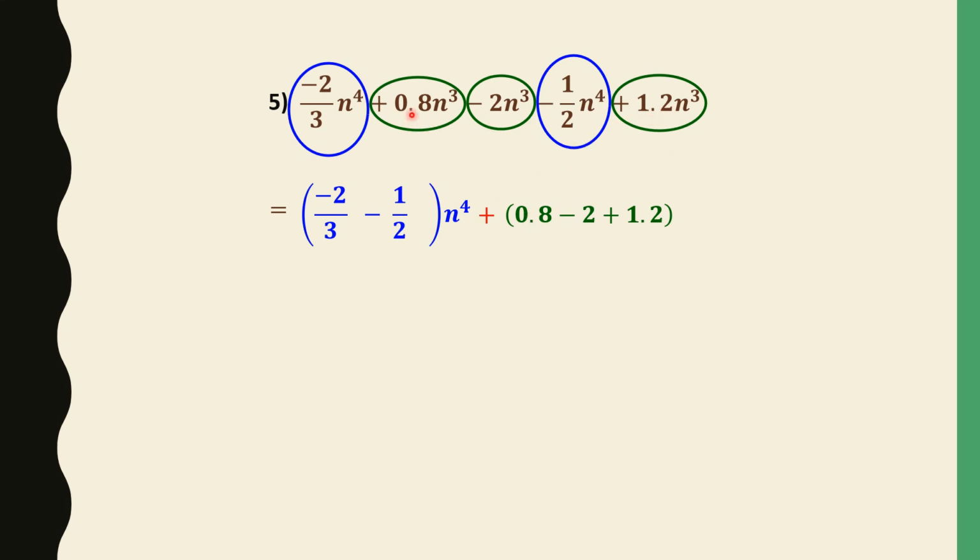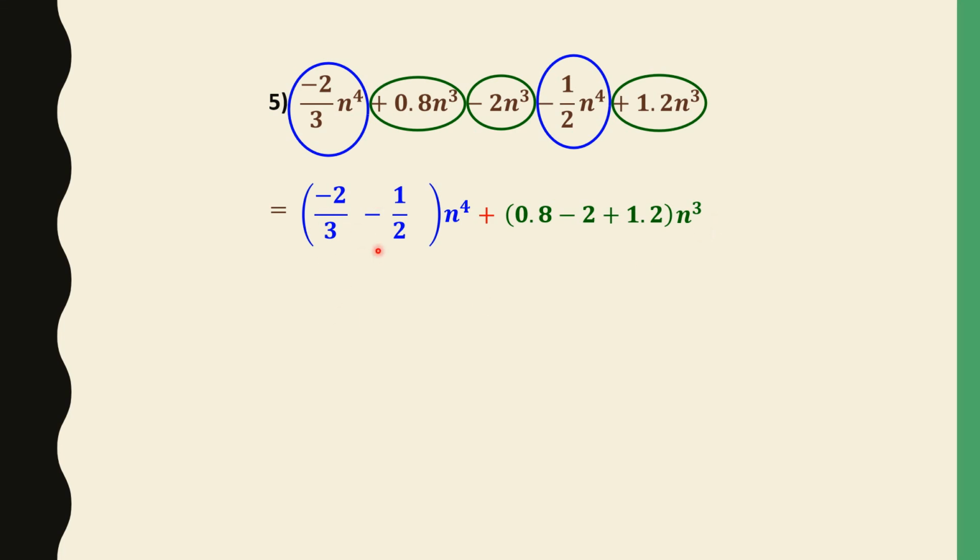We write 0.8, since it's positive, we don't write anything before it, negative 2, and plus 1.2. We copy the coefficients by writing the same sign that precedes them. So we don't change the signs, be careful. Then we copy x cubed.